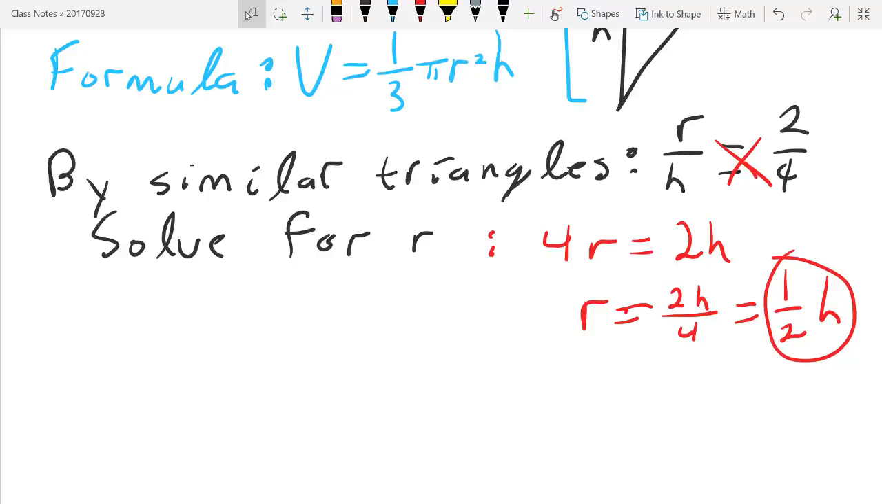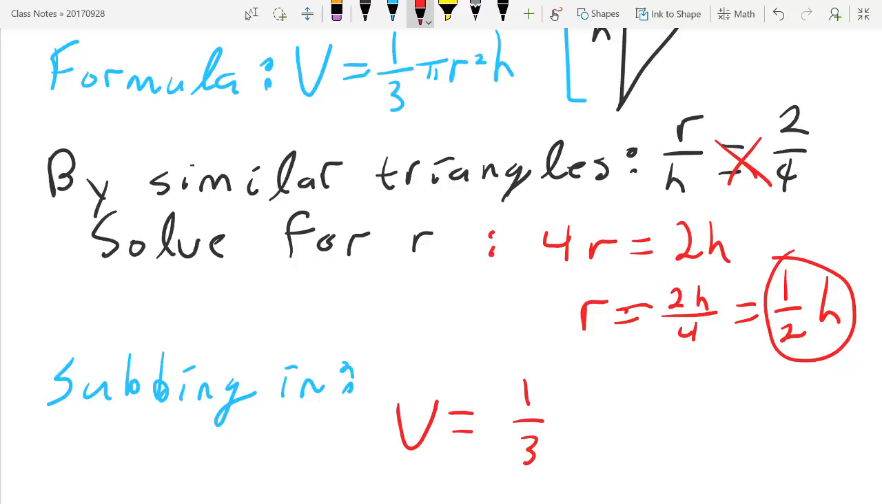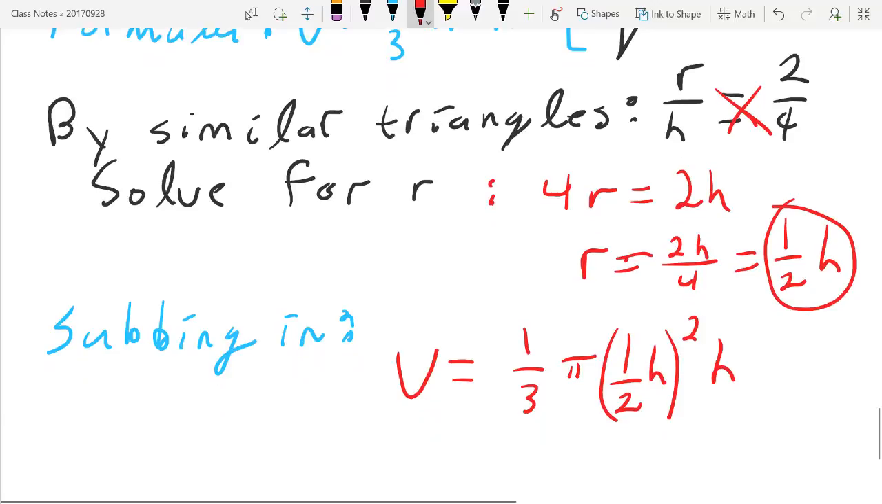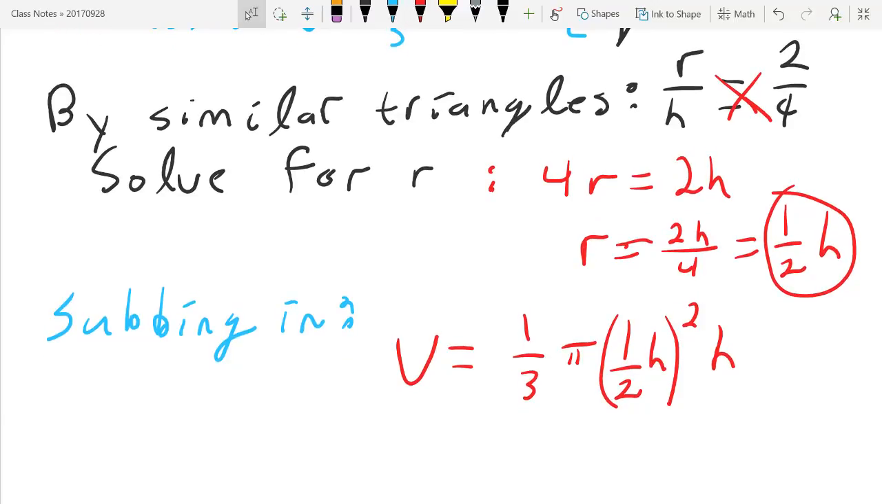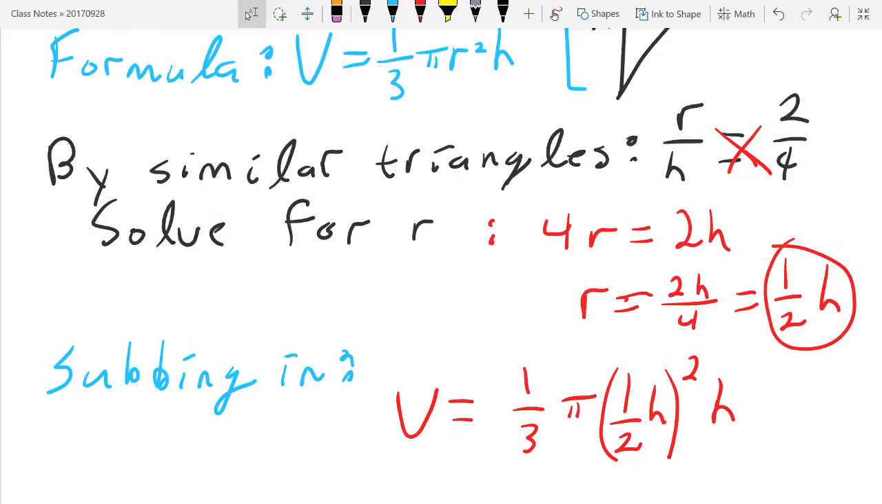Okay. Or h/2, however you'd like to say that. So substituting that in, you'll get volume equals 1/3 pi, then 1/2 h all squared, times h. So what did I do here? I took this thing for R and put it in the formula for volume in the place of r.